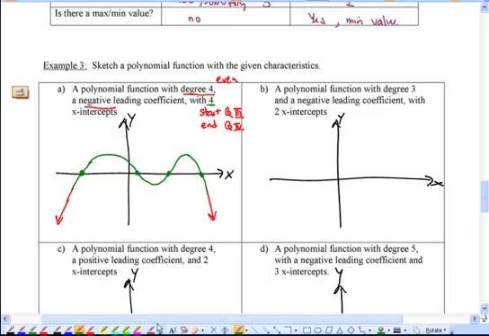Alright, so once again, let's analyze this. Degree 3, negative leading coefficient. Where do we start? Where do we end? How about quadrant? Yes, 2, ending in quadrant 4. Okay. Up here, then down there. This one says there are 2 x-intercepts. So, knowing that there are 2 x-intercepts, I guess here's one. I'm going to connect like this. Here's another one. I'm going to connect like this. Now what?